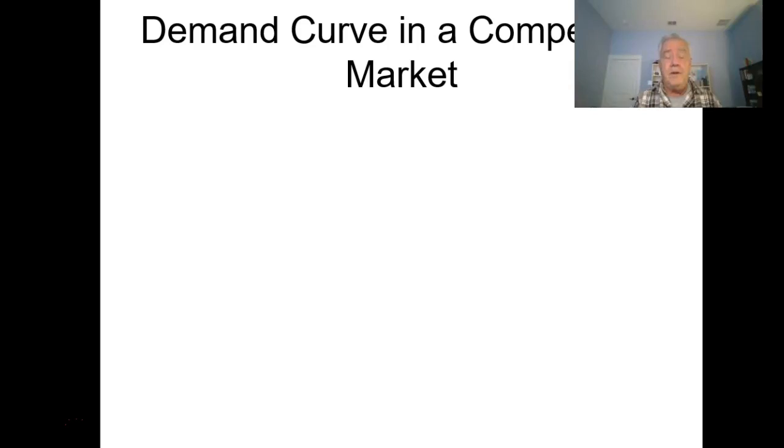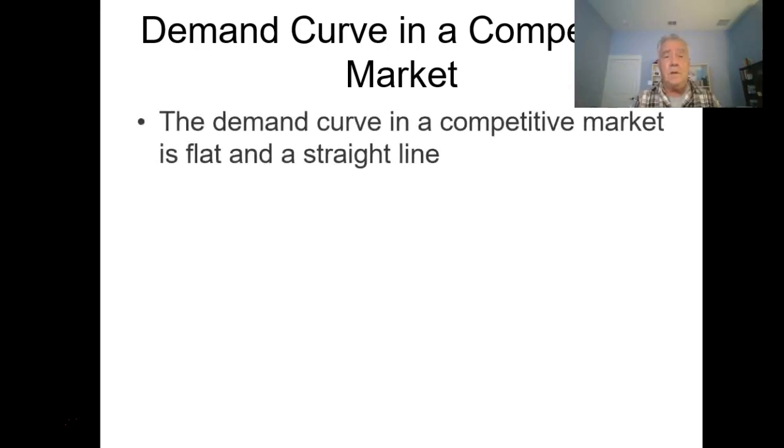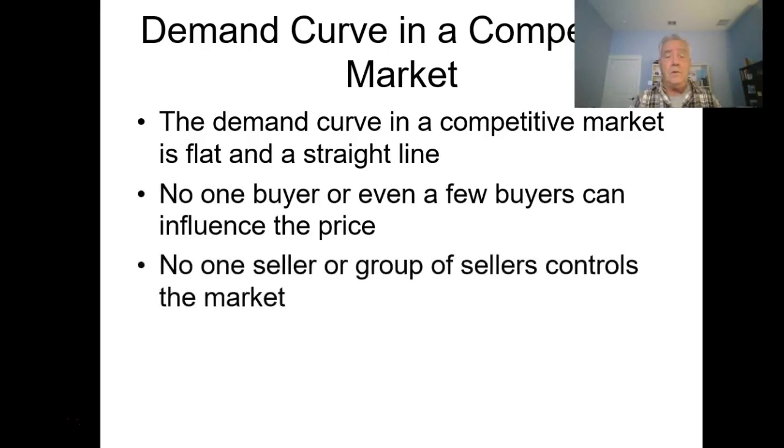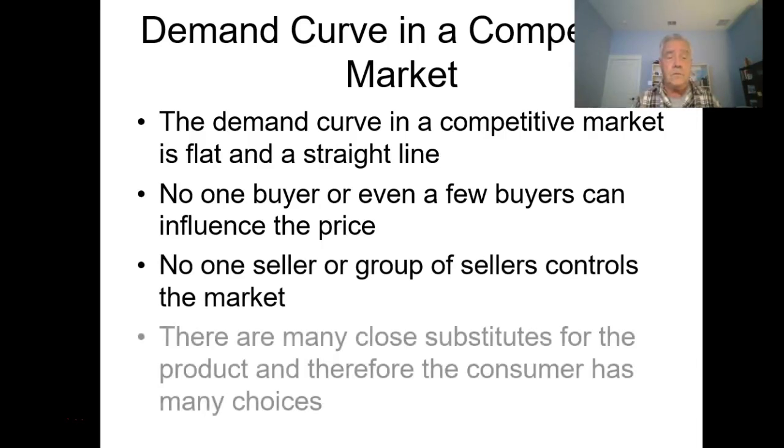Okay, demand curve in a competitive market. The demand curve in a competitive market is flat and a straight line. So that means that it's horizontal, flat, and in a straight line. And harken back to what we talked about with elasticity, that curve means it is perfectly elastic. No one buyer, or even sellers, can influence the price. No one seller or a group of sellers controls the market. There are so many close substitutes for the product that therefore the consumer has many choices.